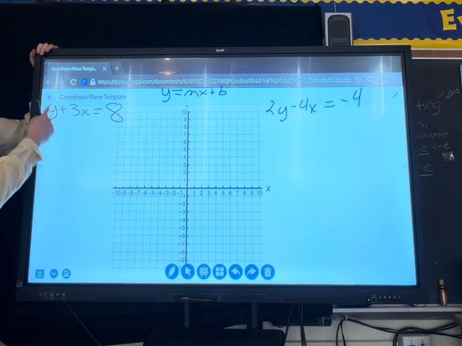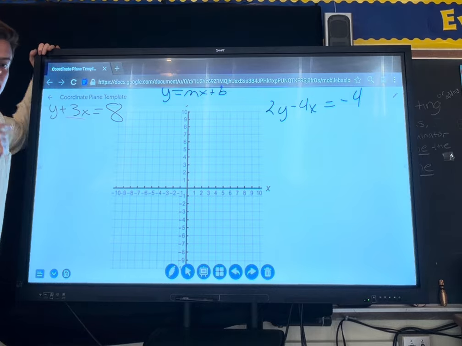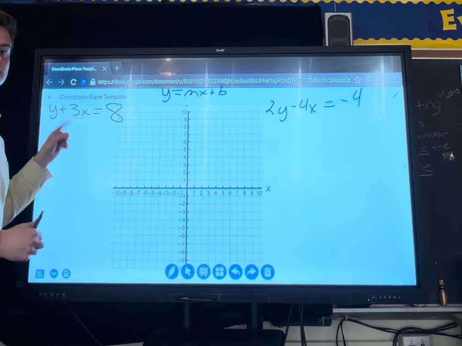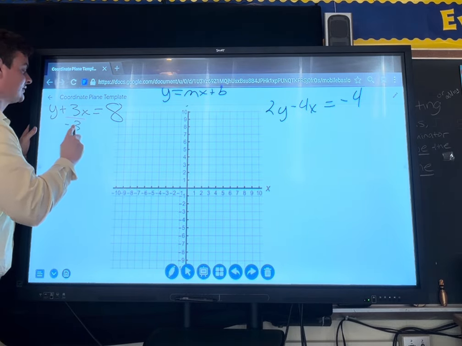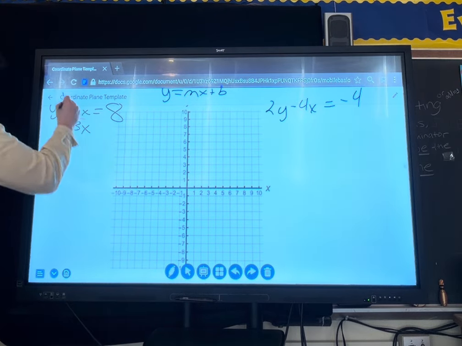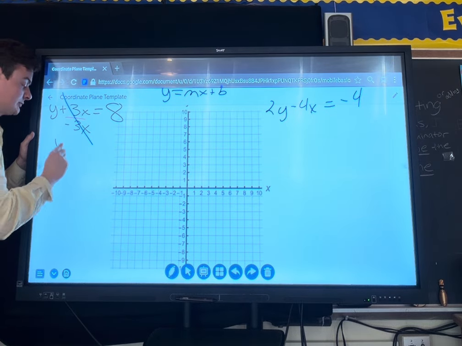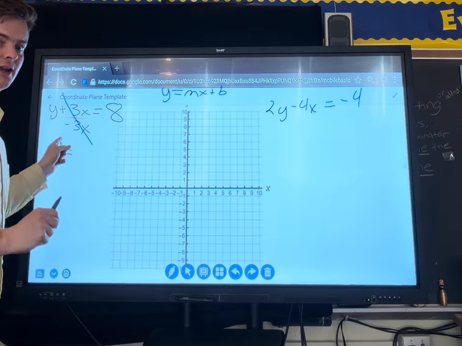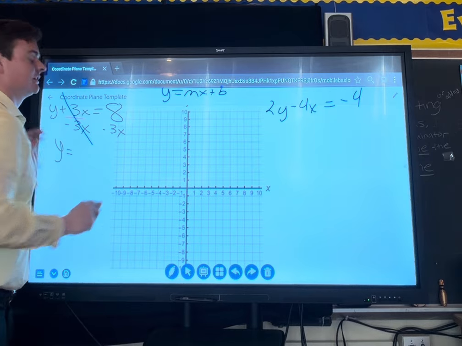Here you can see the y is not by itself. There's a plus 3x next to it. Therefore, I can't graph it yet. In order to graph it, I got to get rid of a plus 3x. To get rid of a plus 3x, I subtract 3x, because by doing the opposite, it will cancel out. Cross that out. What's left over here is just my y. Nice. But if I subtract 3x from the left side, I must also subtract it from the right. Subtract 3x from the right.